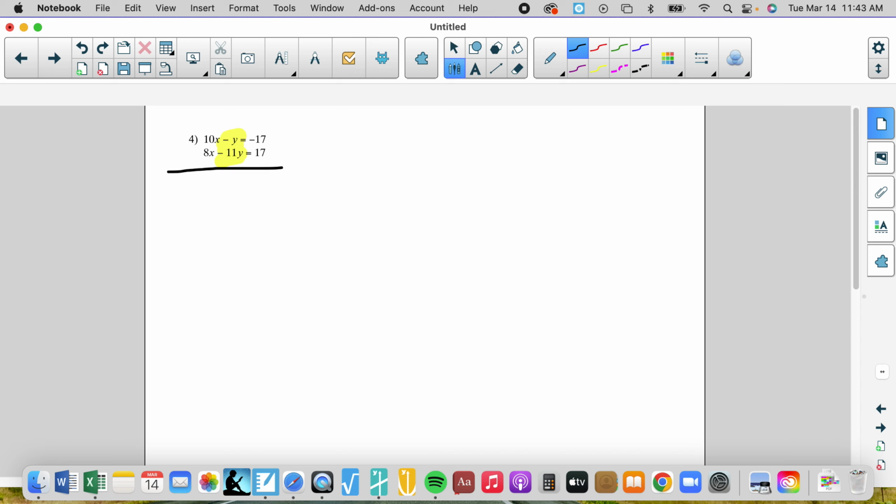So I need this y not to be a negative 11y, because negative 11 doesn't cancel with negative 11. I need this to be a positive 11. So I'm going to multiply the top equation by negative 11. Well, you'll see. Let's do it and see what that gets. So negative 11 times 10x is negative 110x. Negative 11 times negative y is positive 11y.